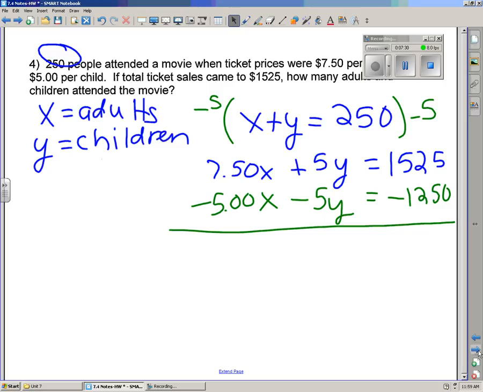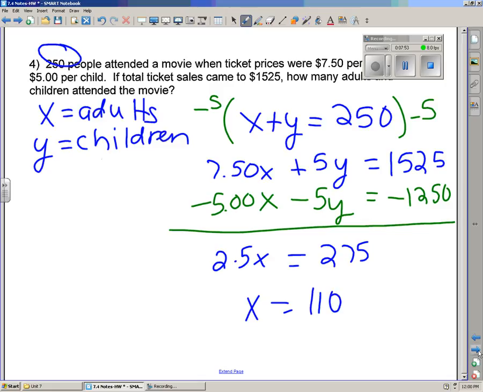When I combine that, what ends up happening is $7.50 minus $5 is 2.5x. And then when I do 1525 minus 1250, you get 275. Divide both sides by 2.5, and you get x to be 110. That means there were 110 adults.